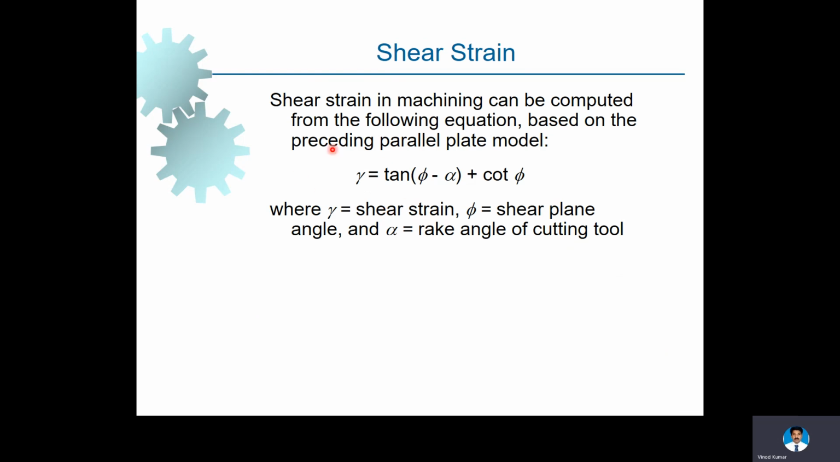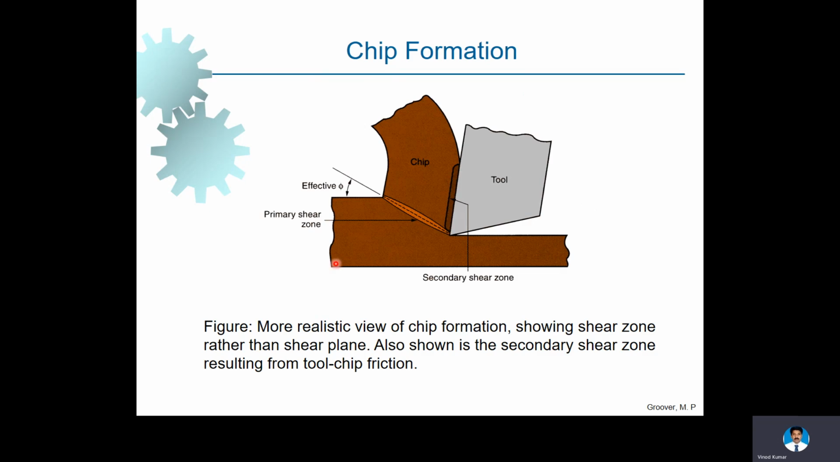An equation used to find shear strain is gamma equals tan(phi minus alpha) plus cot phi. Phi is the shear plane angle, alpha is the rake angle. Using this, we can find the shear strain.